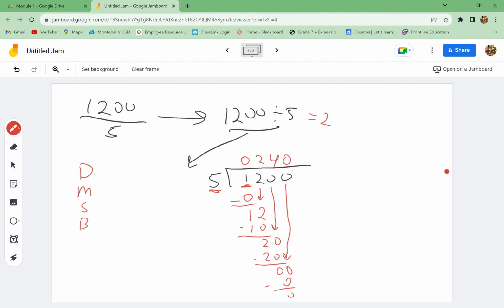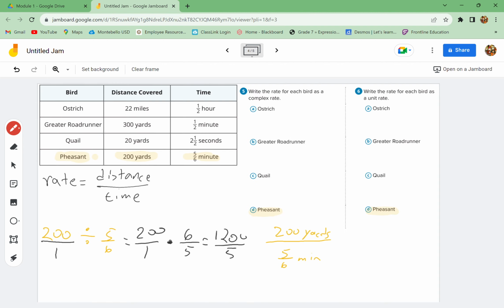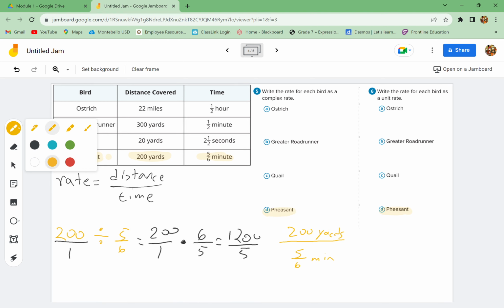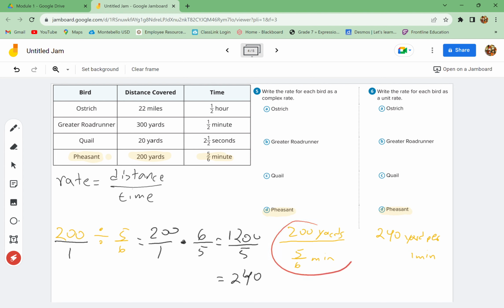So this is equivalent to 240. If I go back, then this equals 240. So when I write my unit rate, which I'll write here in gold, I have 240 yards per 1 minute, or you could say per minute. You could delete the 1 if you like. And that's how you would work this out. So notice again, we took something that looks kind of weird and made it something readable for normal people to read.